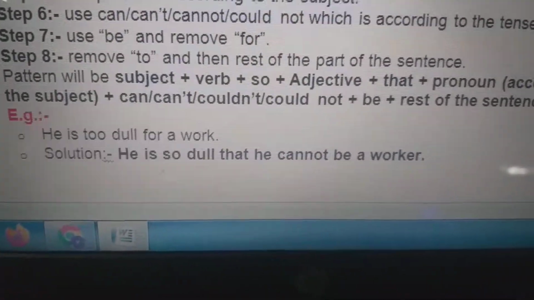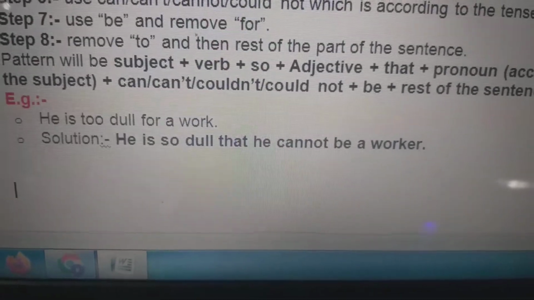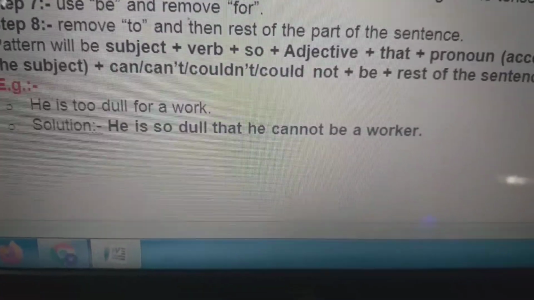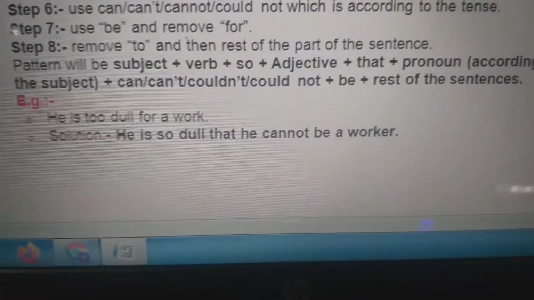Again, for example, "He is dull for a work." "He is so dull that he cannot be a worker."